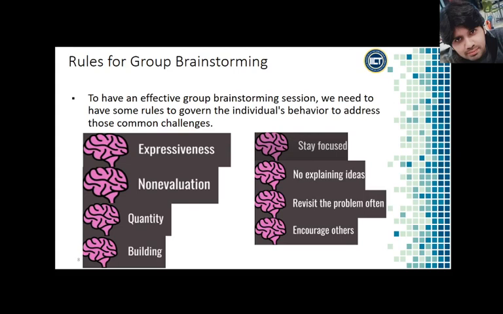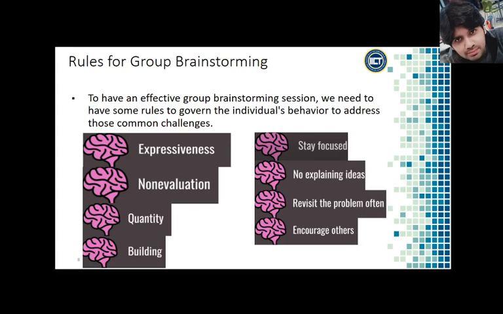Number 3. Quantity. Brainstorming as many as possible. The more you have, the greater your chance of finding a novel idea. Number 4. Building. While you shouldn't criticize others' ideas, you should absolutely try to build on them. Then in 1996, Oxley, Zimdolet and Paulus presented 4 additional rules.